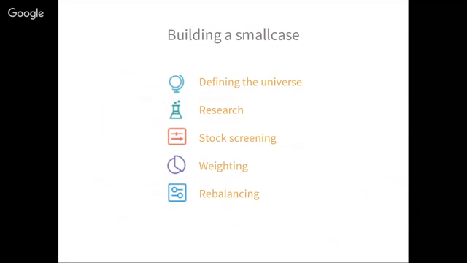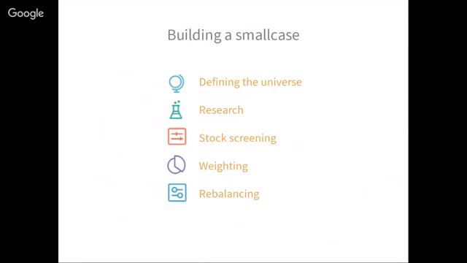The first is defining the universe. So when we are building a smallcase, let's take the example of rising rural demand. If we are building rising rural demand in smallcase, we would look at all the 1700 stocks that are listed on the National Stock Exchange of India. So it's not like we are looking only at some set of stocks, the top 100 or top 200. We would actually look at all the stocks, more than 1700 listed on the National Stock Exchange. That's the starting point for any smallcase.